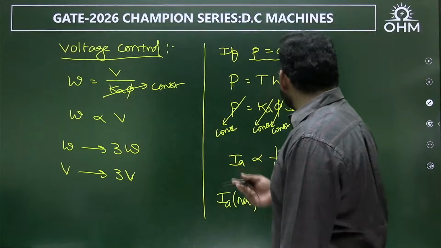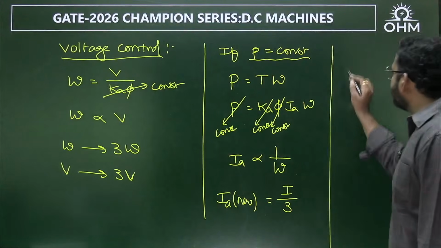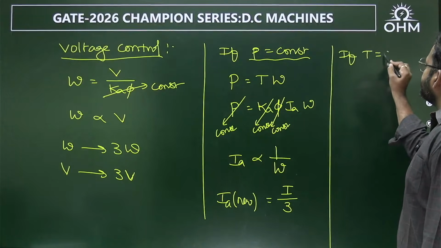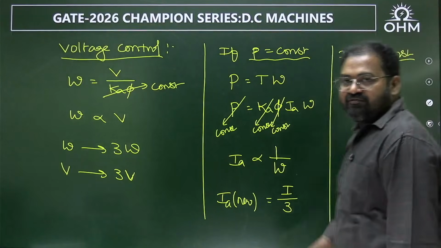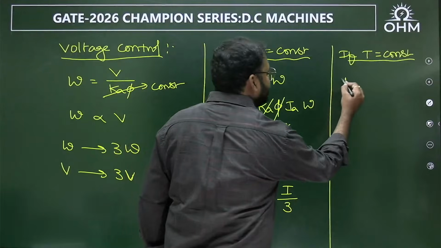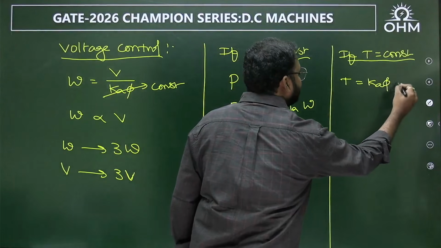Okay, I don't have space. Let me solve here only. If torque is constant, what is the formula for torque? Torque is equal to Ka phi into Ia.